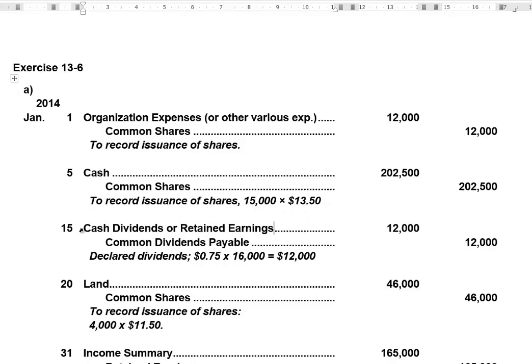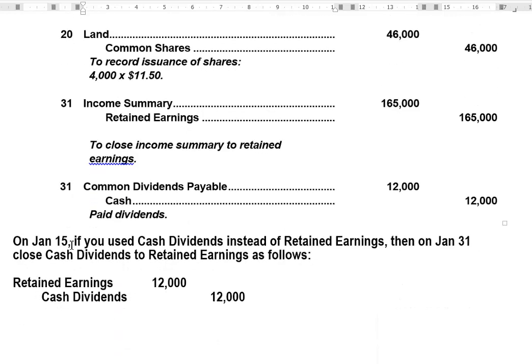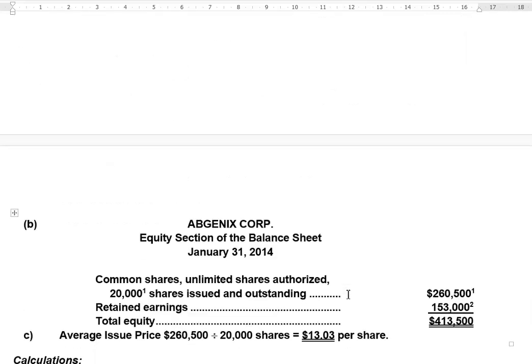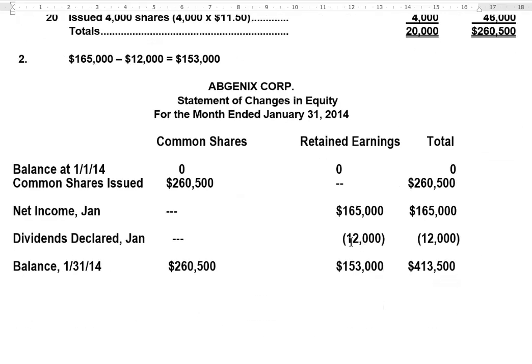Now, if you had used the cash dividend account, you would have to remember that on January the 15th, if you use that account, then you'd have to remember on the 31st of January to close it to retained earnings. So you would debit retained earnings and credit the cash dividend account. Remember, the cash dividend account has a normal debit balance. So to zero it out or close it, we need to credit it. And dividends declared do decrease retained earnings. So that's why here in either case, you will find that your dividends that you declared decrease retained earnings by $12,000, which decreases your total equity.